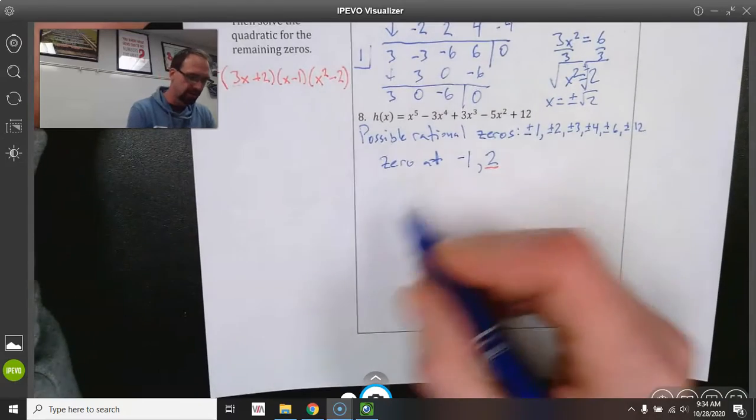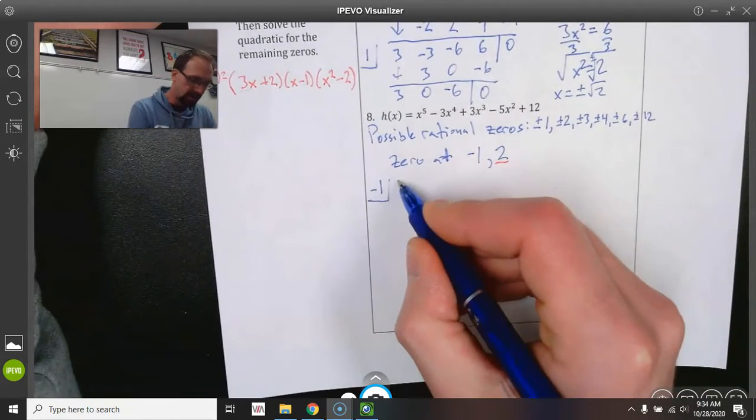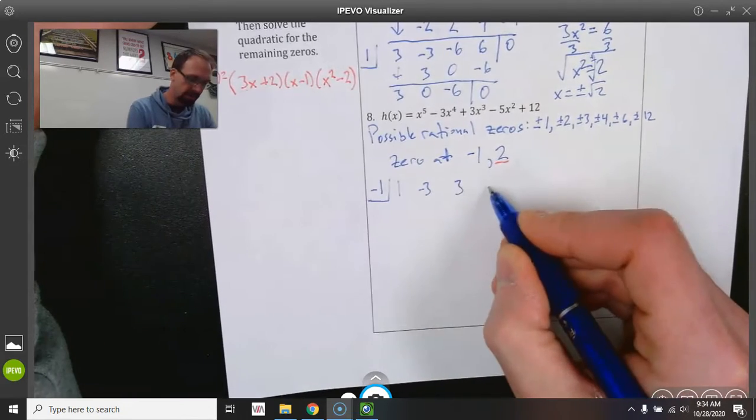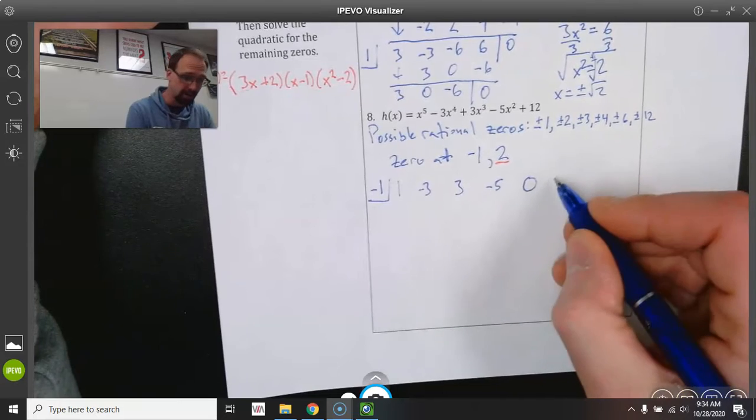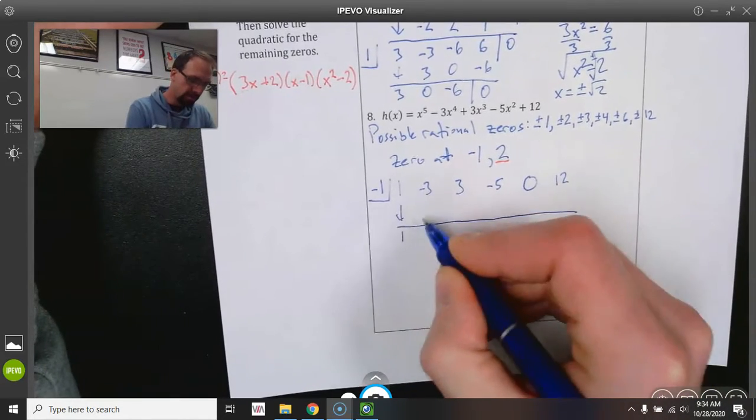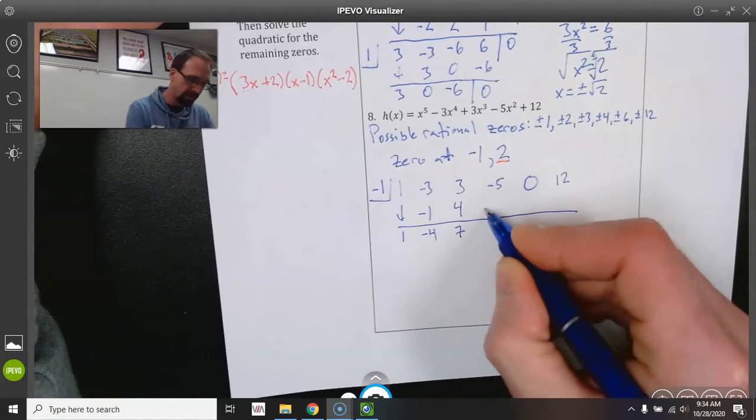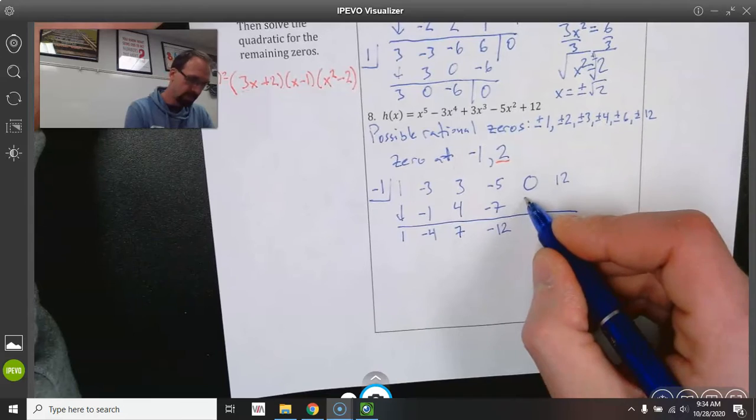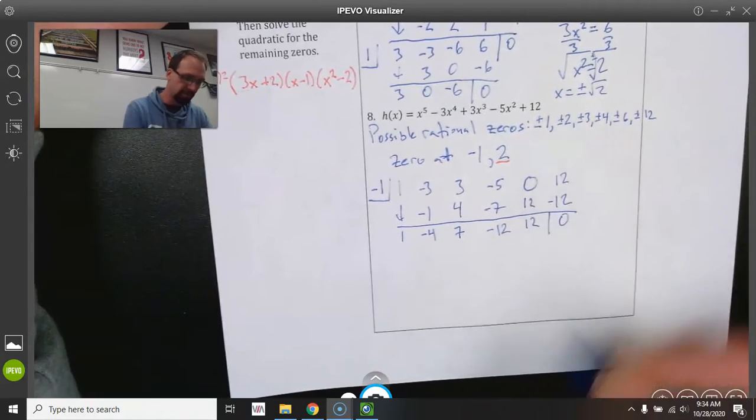So let's use synthetic division. I'm going to use -1 first. So when I use that, I've got 1x to the 5th, -3x to the 4th, 3x cubed, -5x squared, 0x, don't forget, you need to account for that, and 12. Bring down the 1, -1, -4, 4, 7, -7, -12, +12, +12, -12. Ooh, looking dicey there for a bit.